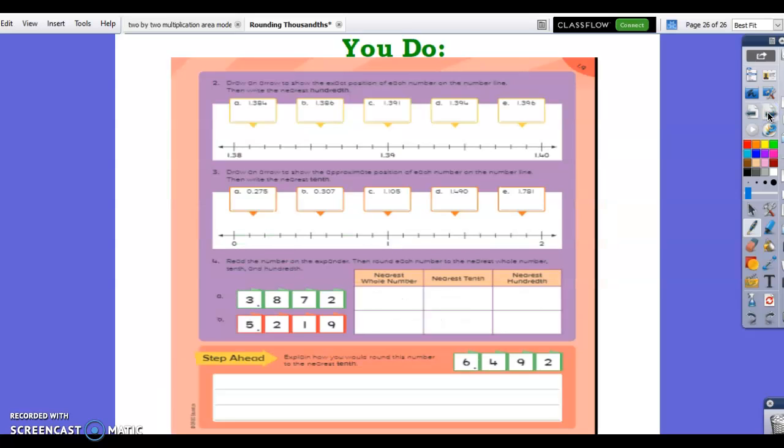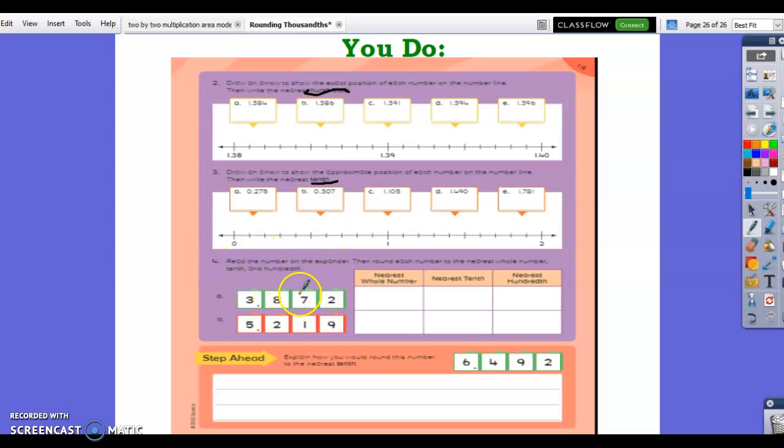Okay, so today you're going to practice the same thing. You guys are going to do your number 2, your number 3, your number 4, and the step ahead. The first part, number 2, says draw an arrow on the number line to tell approximately where these would be, and then you're going to round them to the nearest hundredth. Number 3, it says draw an arrow to the approximate location, but round them to the nearest tenth. Number 4, it says read the number in the expander.